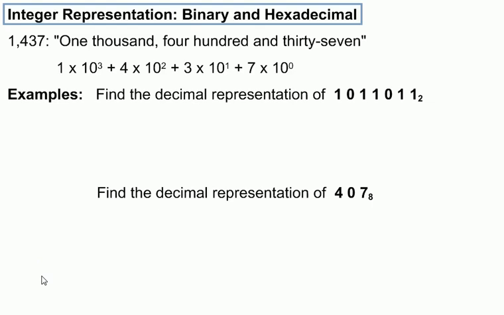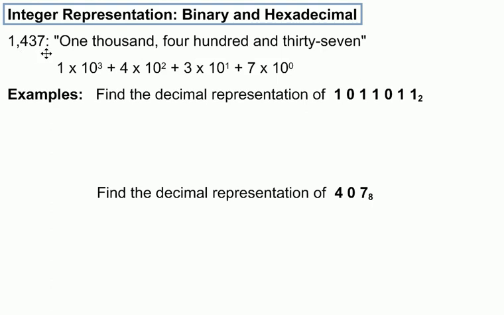In this section, we're going to start to deal with binary and hexadecimal as two examples of integer representation. We live in a world where we count with base 10. We have 10 fingers, and we use powers of 10 to represent our numbers. So, for example, when you read this number 1,437 out loud, you have 1,000, 4 hundreds, 3 tens, and 7 ones.